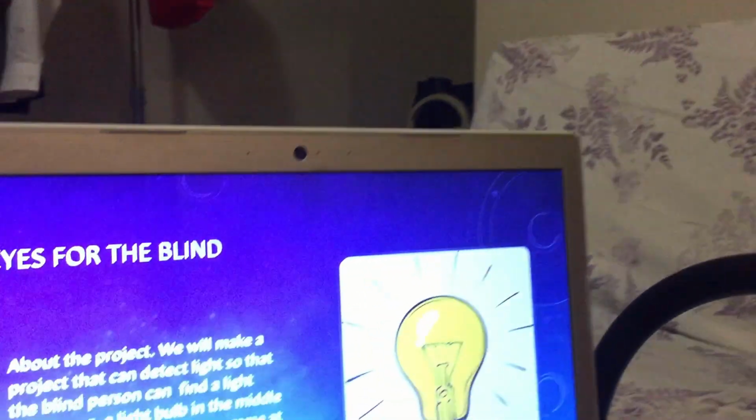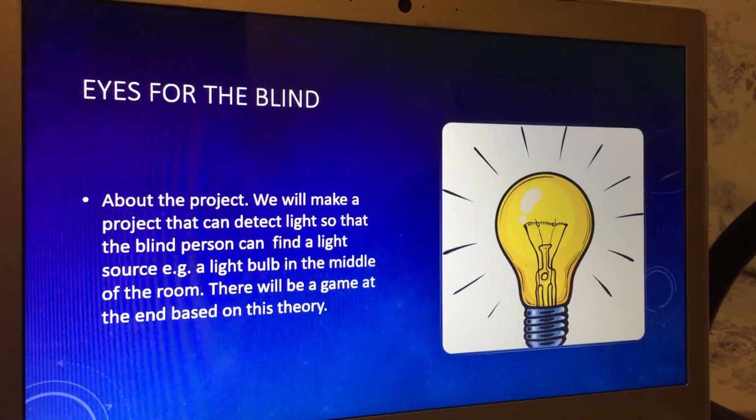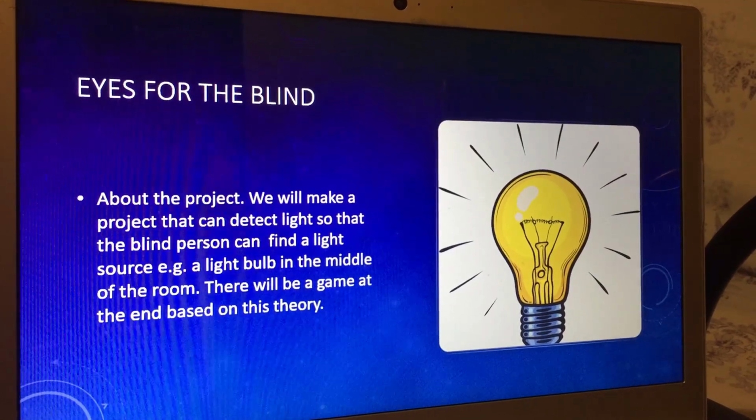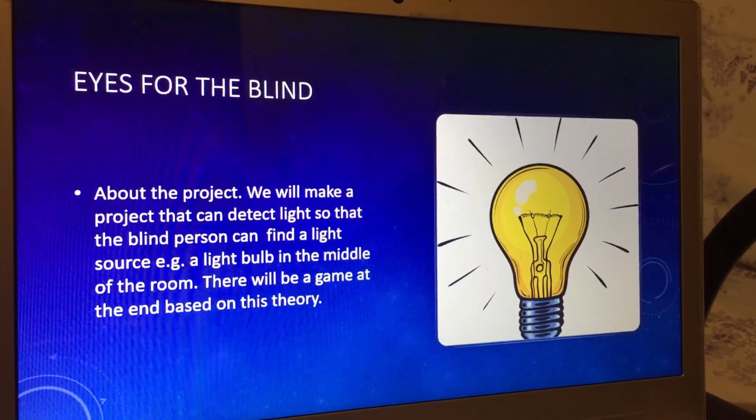So now in our workshop, we won't exactly be making a camera, but something similar. And there could be a fun mini game at the end. So we'll make a project that can detect light so that the blind person can find a light source. Example, a light bulb in the middle of a room.